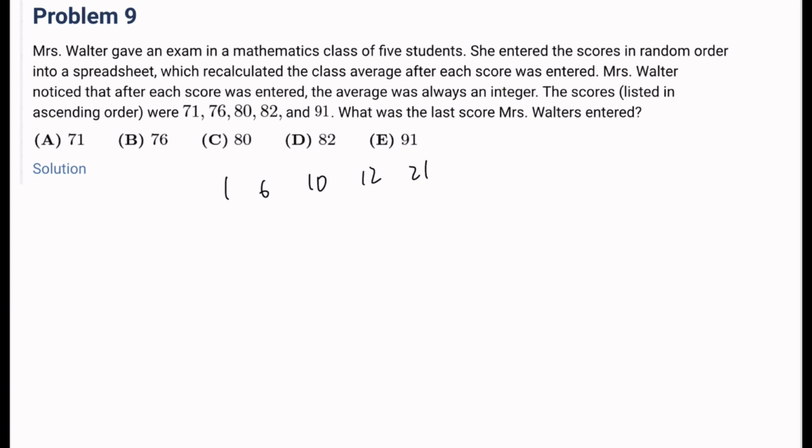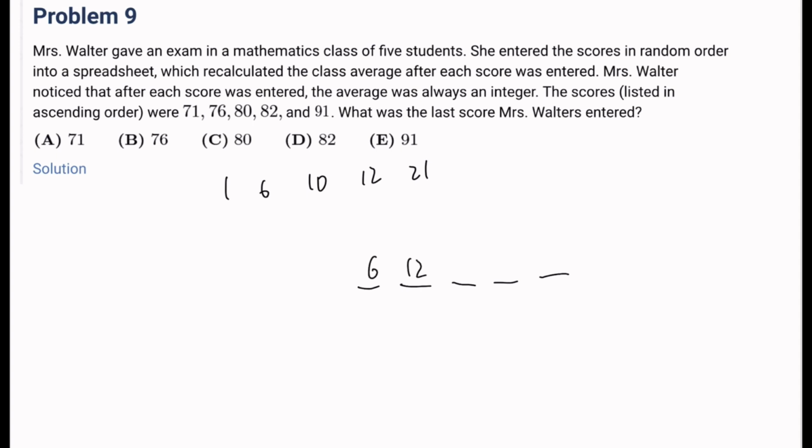And we want the last score Mrs. Walter entered, and so we have 5 scores in their order, and the first 2 have to sum to a multiple of 2, and the sum of the first 3 have to be a multiple of 3, and the sum of the first 4 have to be a multiple of 4, like that, right? And so for the first 2 numbers to sum to an even number, then it has to be either 1 and 21, or two of those 3, right? But then since the third one also has to make a multiple of 3, then what if it's like 6 and 12, right?